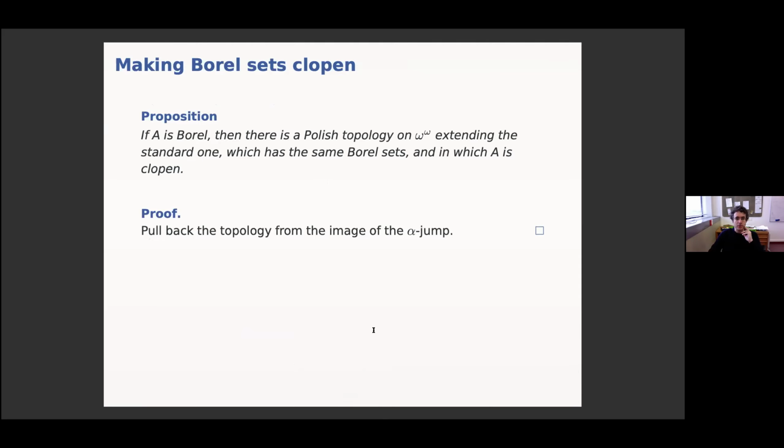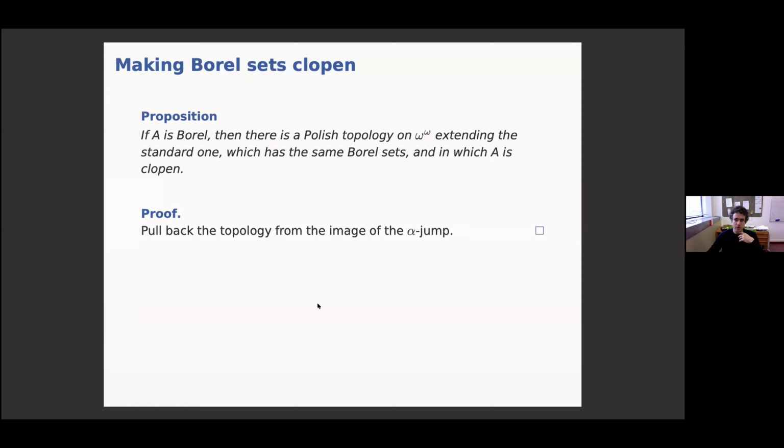How do I use it? So here's a proposition, a fact about Borel sets that is used extensively in descriptive set theory. If A is Borel, then I can enrich the topology, but not too much. Not too much means it still remains Polish. It still comes from a complete metric on the space. I don't add any new Borel sets, but the particular set I started with can be made clopen, can be made simple in some sense.